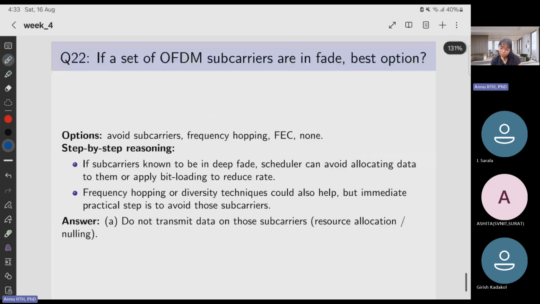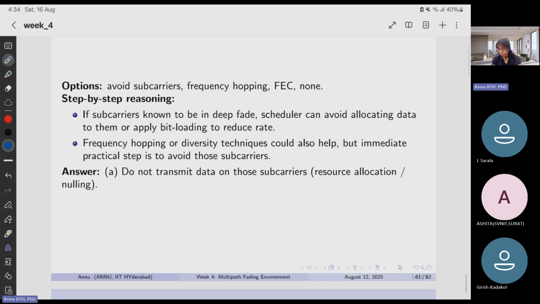What if a set of OFDM subcarriers are in fade? What will be the best option? The options were to avoid the subcarriers, to do frequency hopping, to do forward error coding, or none. What I feel is that we should not transmit data on those subcarriers, or do resource allocation manually, because a subcarrier known to be in deep fade carries the actual information, right? The scheduler can avoid allocating data to them, but apply bit loading to reduce rate. Frequency hopping or diversity techniques could also help, but the immediate practical step is to avoid the subcarriers. I will directly avoid those subcarriers.